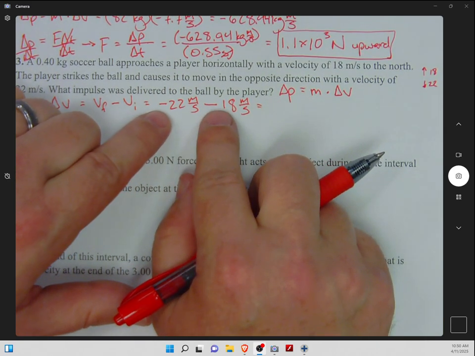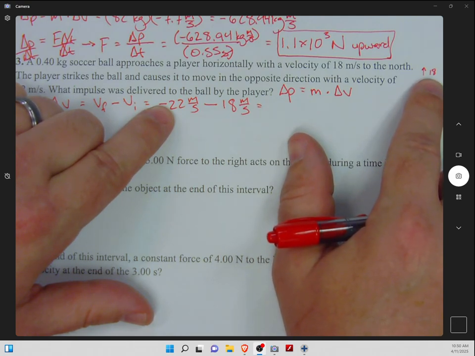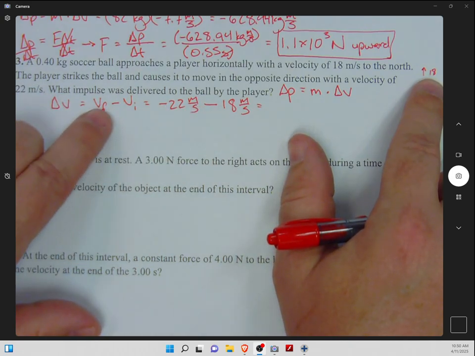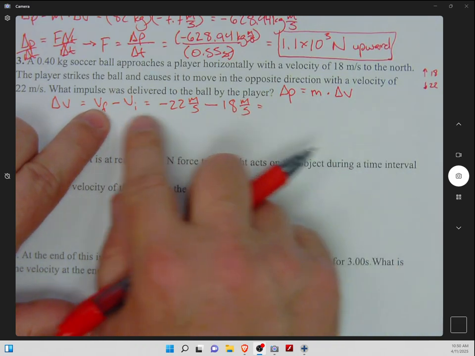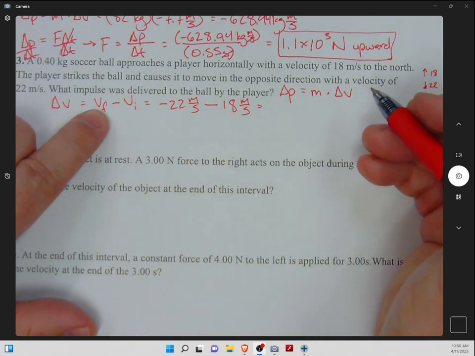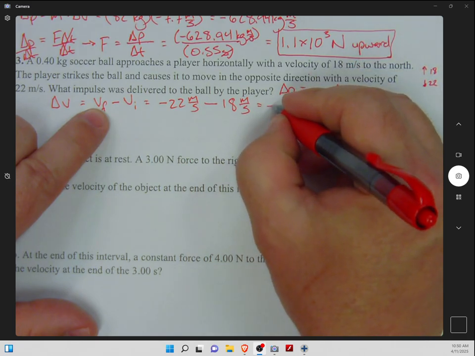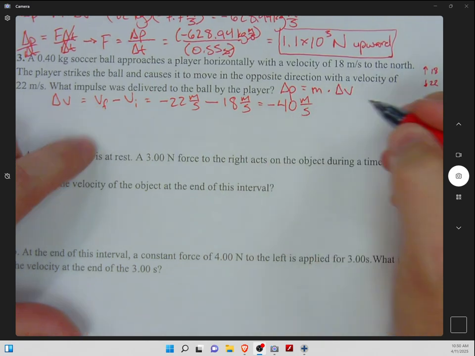So this might seem kind of backwards because the sign of the south-going velocity is negative. The sign of the north-going velocity is positive, but I have that marked as negative here. It's because we're using this change in velocity equation right here, right? We're subtracting that initial velocity. So that's going to give us a total change in velocity of negative 40 meters per second.